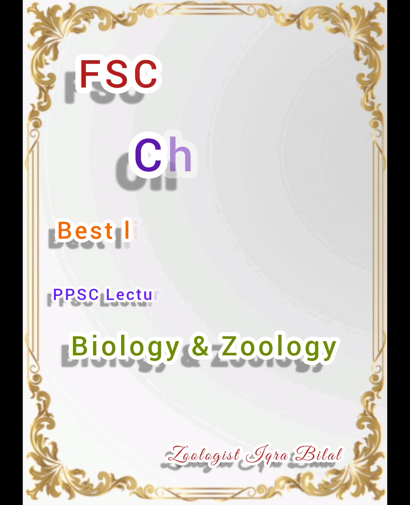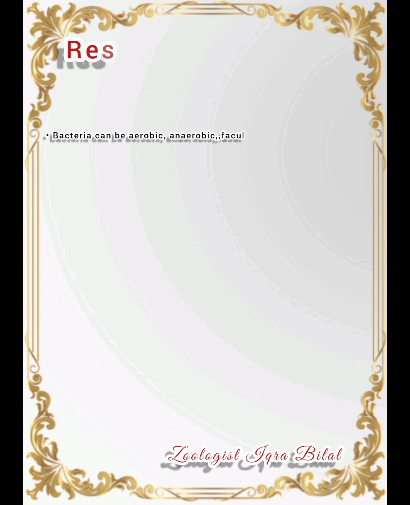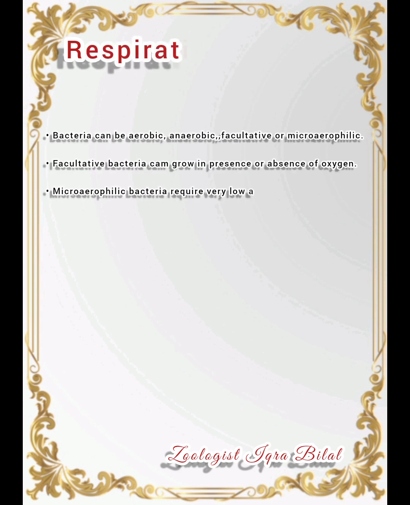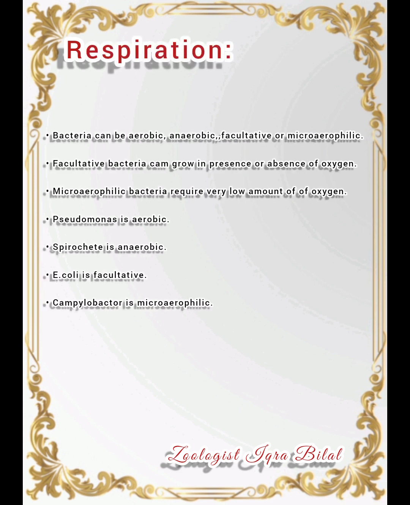Respiration. Bacteria can be aerobic, anaerobic, facultative or microaerophilic. Aerobic need oxygen, anaerobic don't need oxygen, facultative don't need both, whether present or not, or microaerophilic need a less amount of oxygen. Facultative bacteria can grow in presence or absence of oxygen, and they do not care whether the oxygen is present or not. Microaerophilic bacteria require very low amount of oxygen.